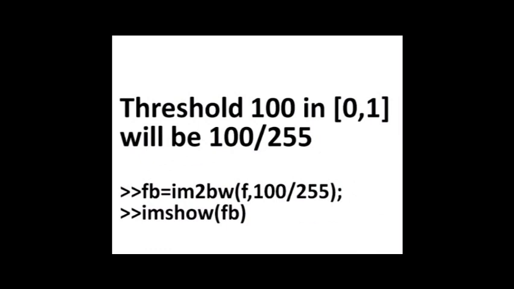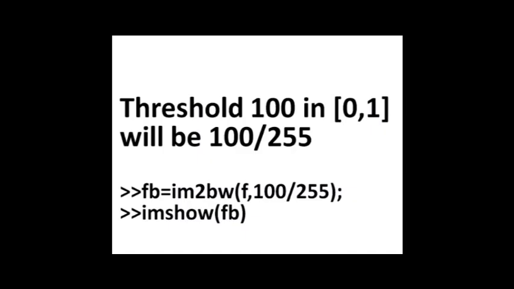How can one translate the threshold 100 to the 0-1 scale? Well, here the maximum gray level we can have is 255. So the chosen threshold 100 divided by 255 will be converted to the scale 0 to 1.